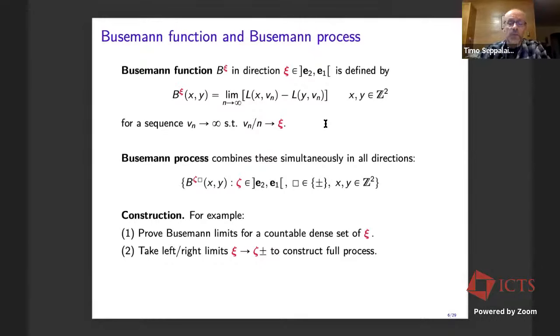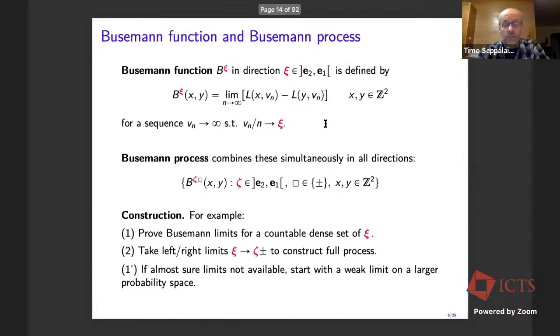Now, if you start with a little bit less, say if you start with completely general i.i.d. weights, then you can't really start with the almost sure Busemann limit. But then you can use the Dauvergne-Sarkar-Virág strategy and you can start with a weak limit on a larger probability space. So one way or another, with today's ideas, one can produce this Busemann process and then hope to start using it to analyze the random growth.